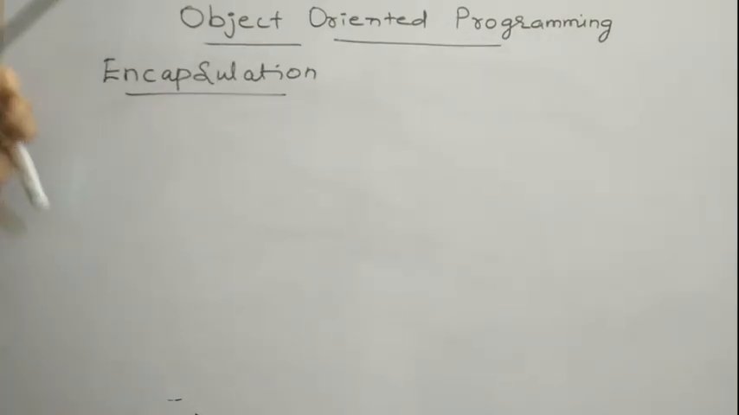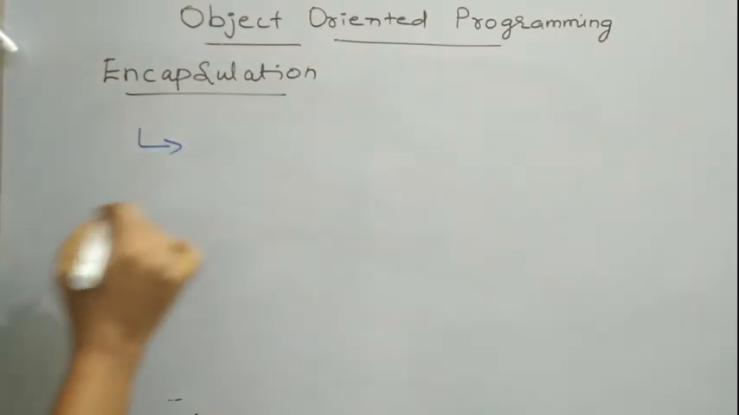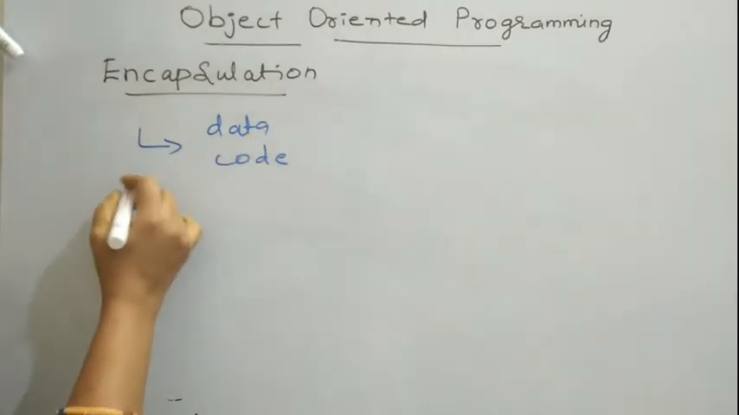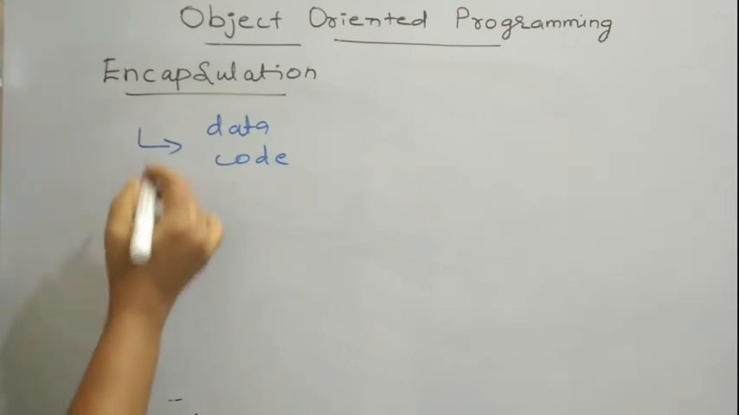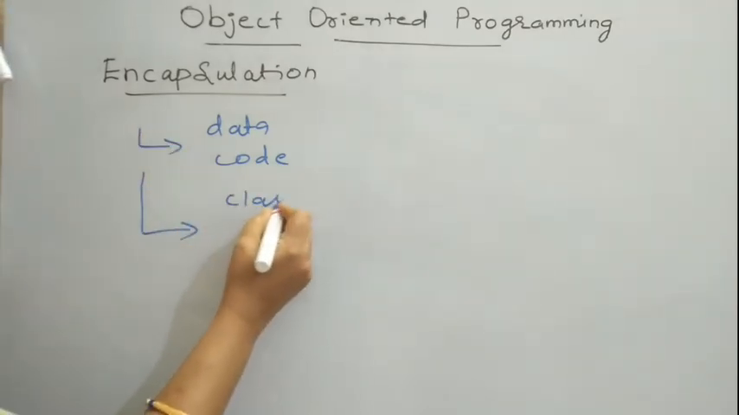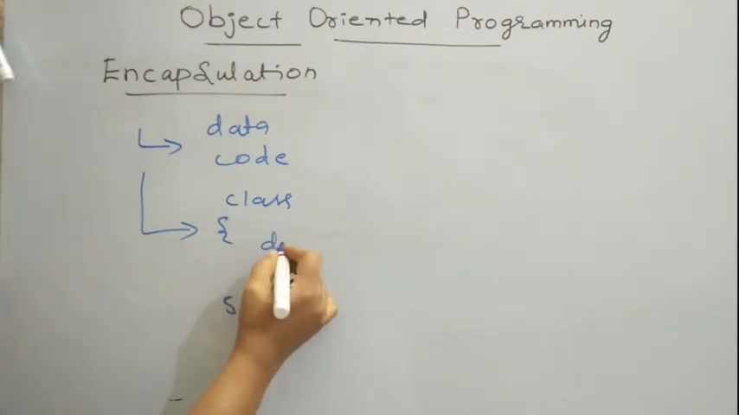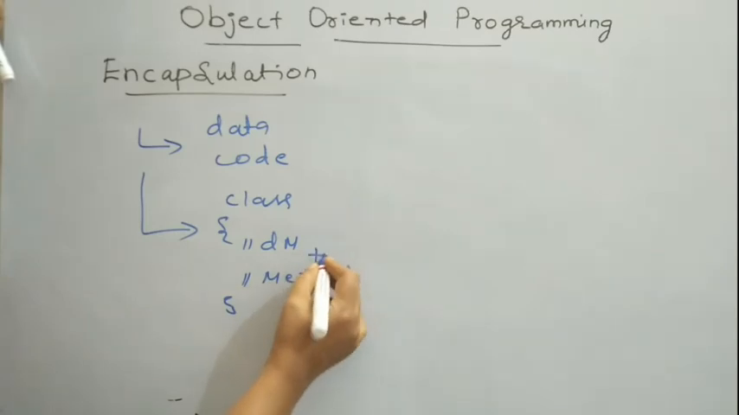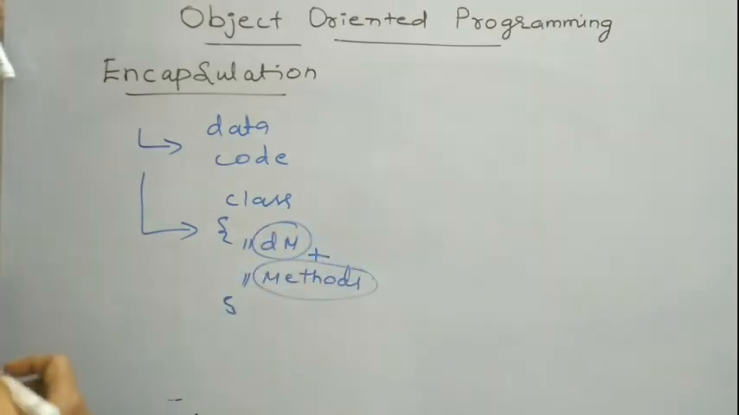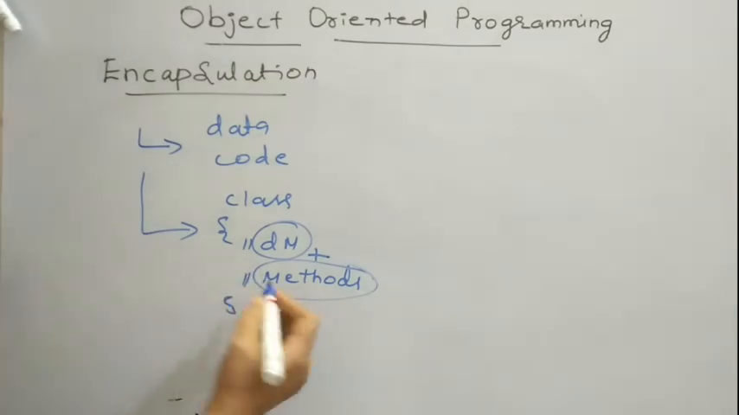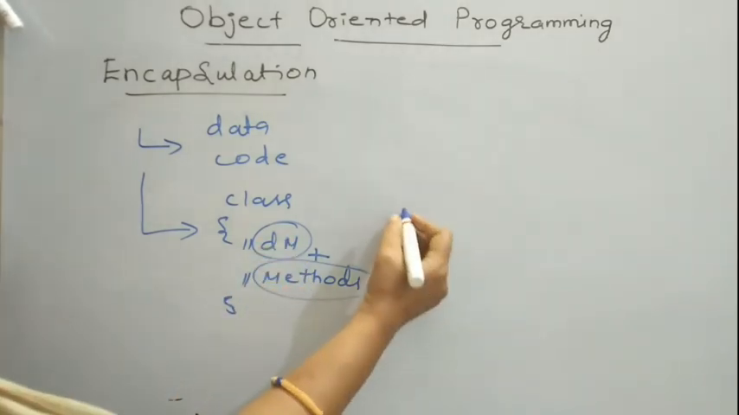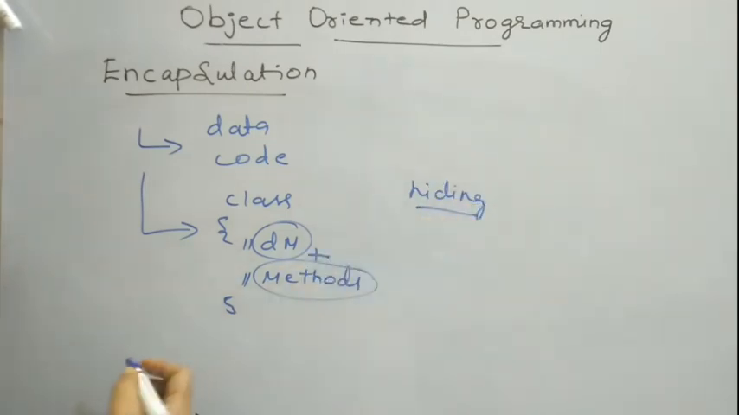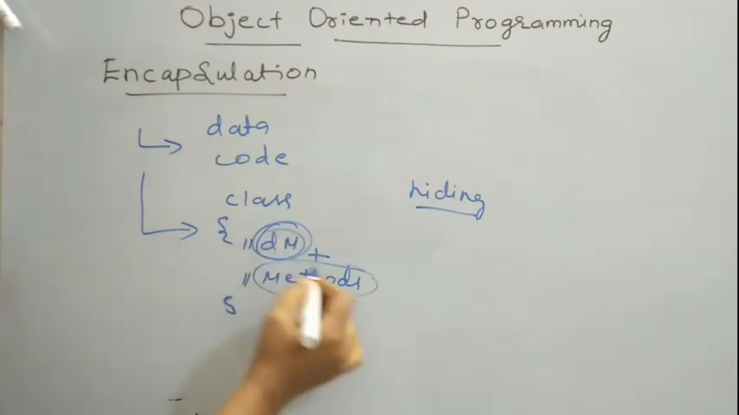Next one is encapsulation. Encapsulation is the process of binding or combining together data and code. How is this implemented in object-oriented programming? In object-oriented programming, a class combines together its data members and methods. In this way, it implements encapsulation. If we implement like this, it also provides some hiding. What does it hide? It hides the data members from the user.